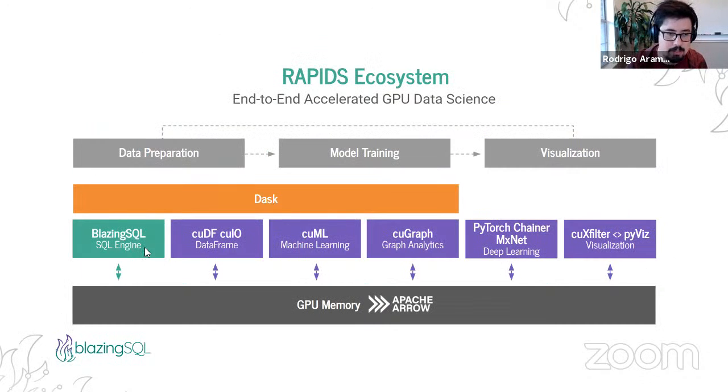Moving forward, just for anyone who's not necessarily familiar with Rapids, before I hand it off to Tom, this is a non-exhaustive list of everything that exists inside the Rapids ecosystem. There's actually a lot. What's really important about this slide, though, is that everything is built off of this Apache Arrow in GPU memory layer.